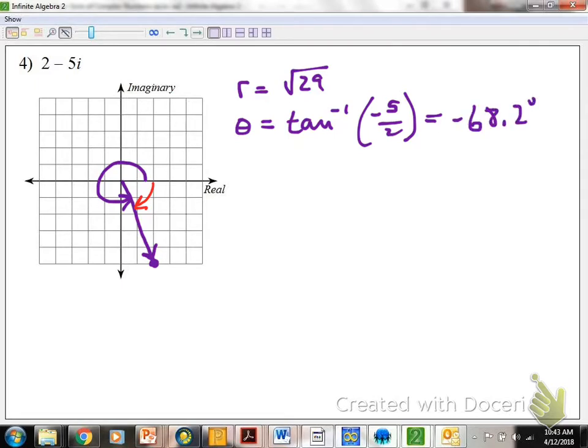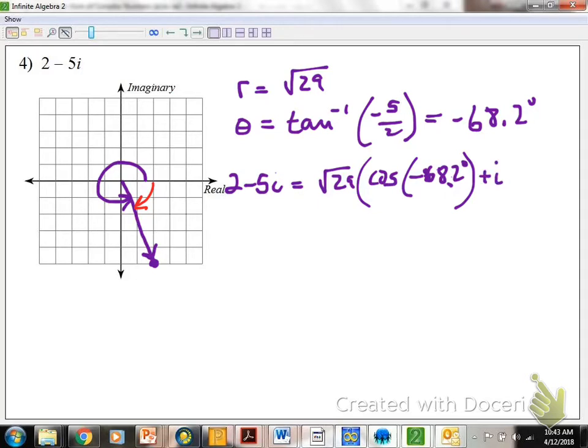So we could actually, in this problem, use that value and say that 2 minus 5i is equal to square root of 29 times the cosine of negative 68.2 degrees plus i times the sine of negative 68.2 degrees.